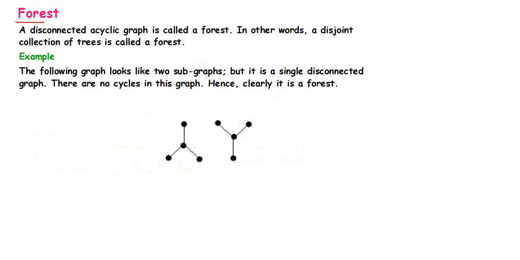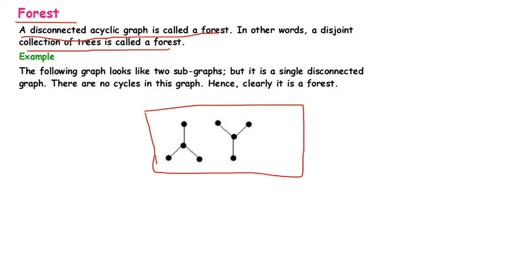Okay. Now let's see what a forest is. A disconnected acyclic graph is called a forest. In other words, a disjoint collection of trees is called a forest. Here we have a set of trees. They are not connected by any vertex or any extra vertices or any edges, which means they are separate.